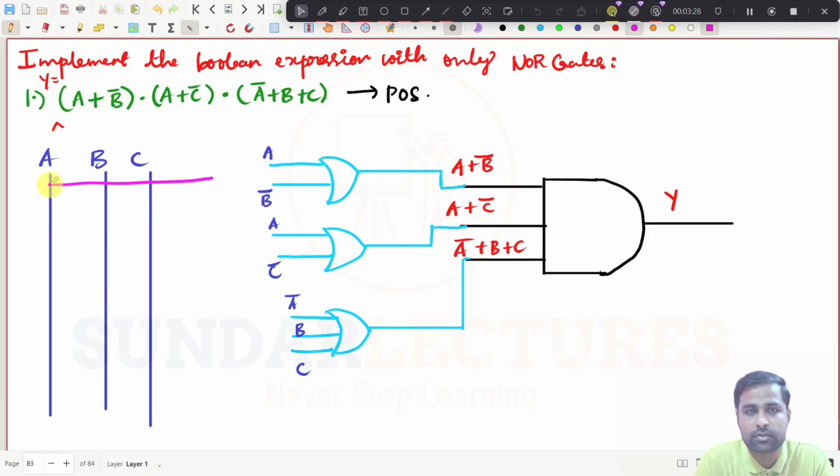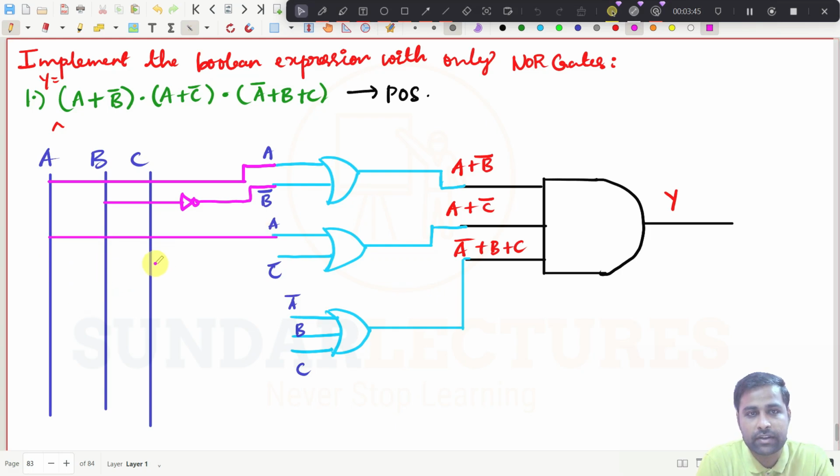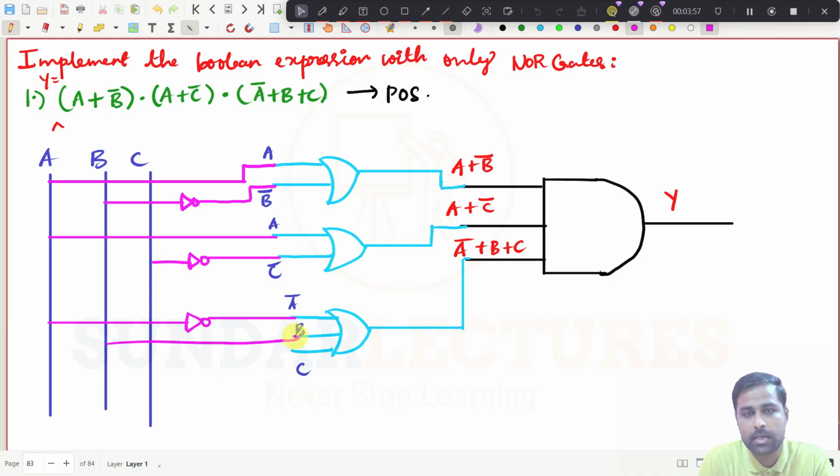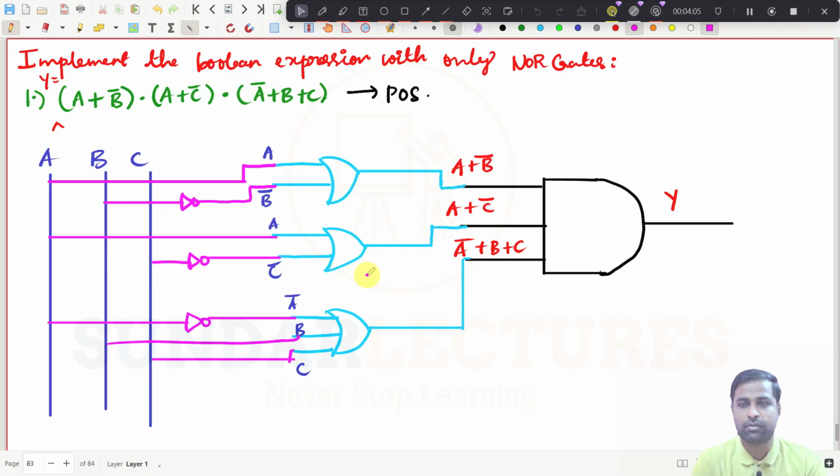Now you need to connect everything. Connect this one with A, and for B bar put a NOT gate and connect like this. From A you connect straight away, and for C bar you connect like this. I am taking much time. For A bar, I need to put a NOT again, then B, and then C. This is now the connection, so we have implemented this expression with gates.